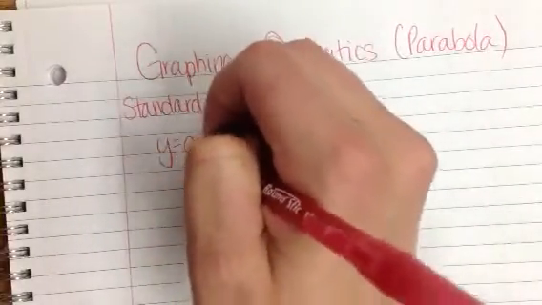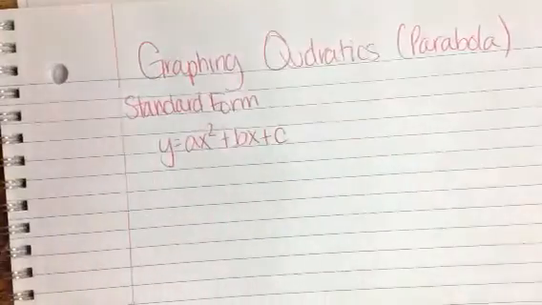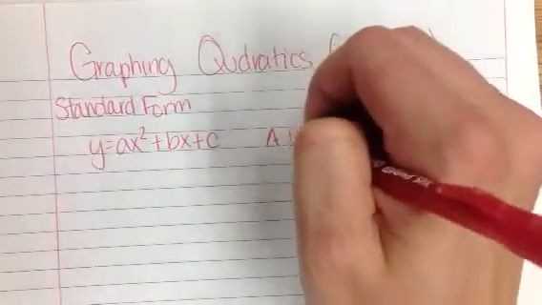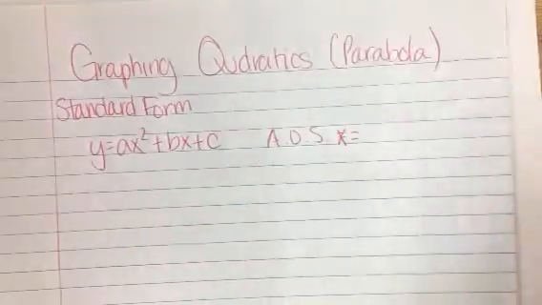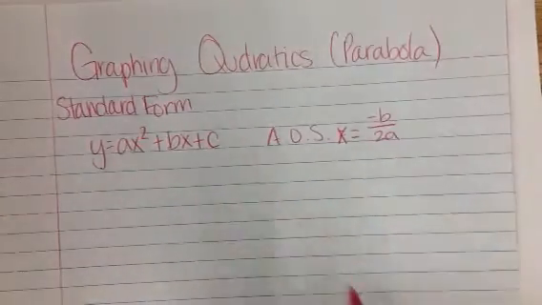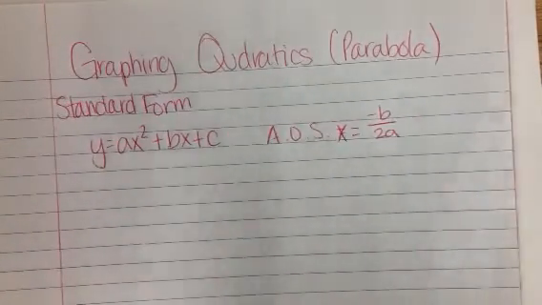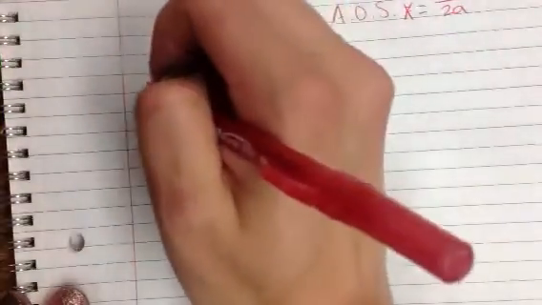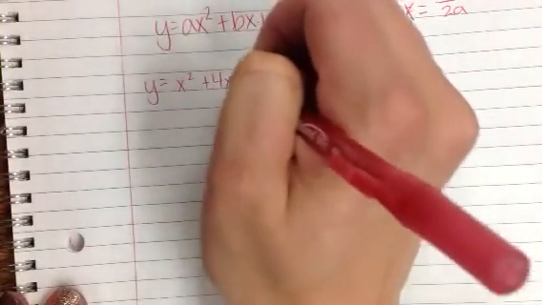Y equals ax squared plus bx plus c, where our axis of symmetry is x equals negative b over 2a, and in order to find the vertex we got to plug that back in, and then you're going to make a table of values and plot points. So let's do an example with that. Say we have the equation y equals x squared plus 4x plus 8.